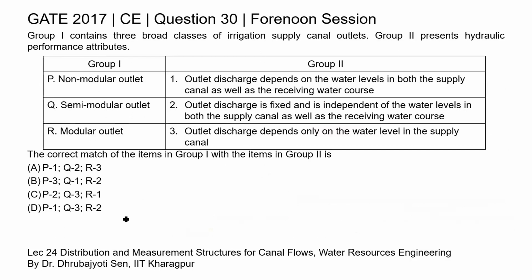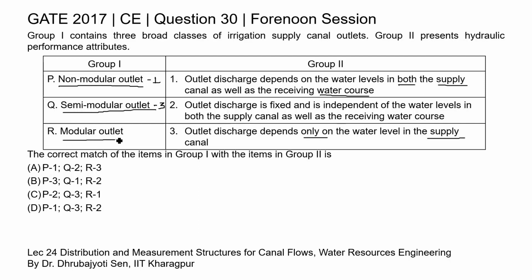Now coming to this question, in group 1, non-modular outlet. We know in a non-modular outlet, the discharge through the outlet depends on both the supply canal as well as the receiving water course. So for P, 1 is the correct match. Semi-modular outlet: the discharge through the outlet depends on the water level of the supply canal only. In group 2, it is given in 3, outlet discharge depends only on the water level in the supply canal. So for Q, 3 is the correct match.